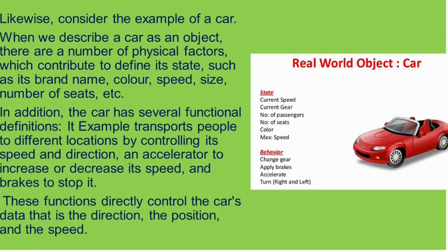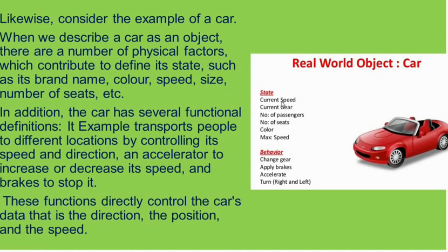Controlling the speed is a behavior. Controlling the direction, changing the direction, is also a behavior. Using an accelerator to increase the speed or decrease the speed. So increasing and decreasing of speed is also a behavior. Using brakes to stop it, moving the car, accelerating the car is a behavior. Applying brake to stop the car is also a behavior. So a car has different behaviors also.